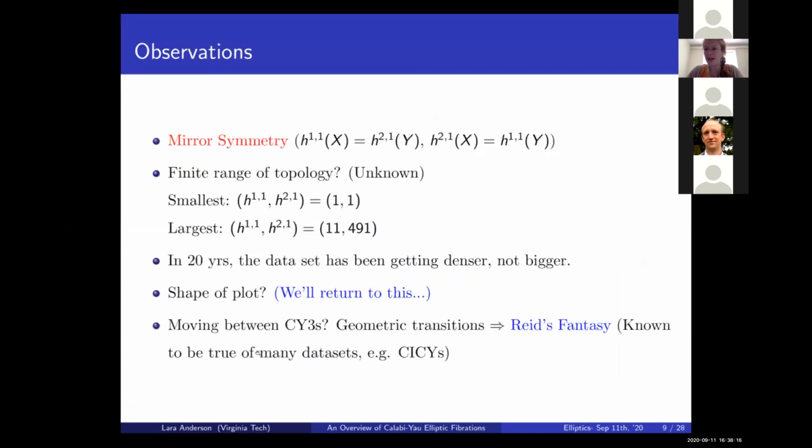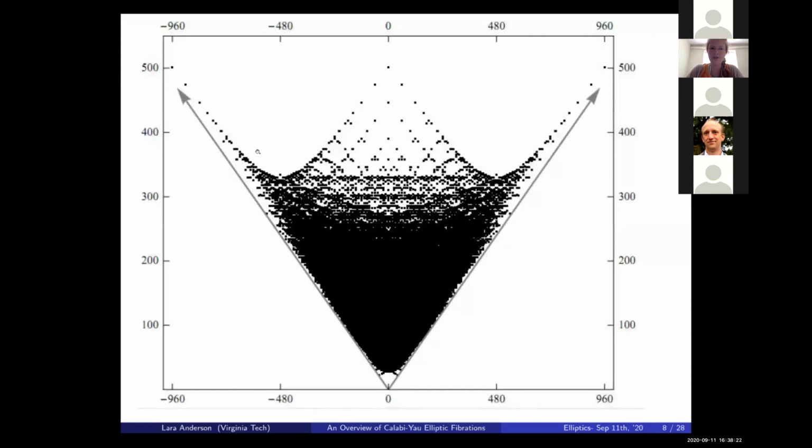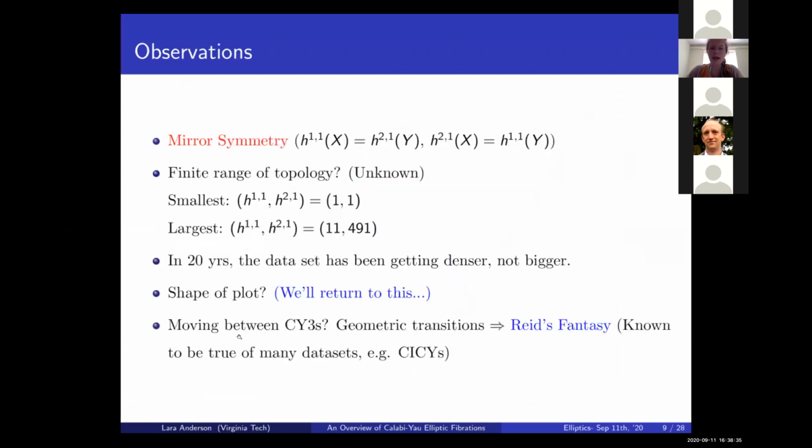The shape of the plot has a lot of structure, and we're going to return to why that is later in the talk. Specifically, if you go back here, there are these interesting parabolic structures that get mirrored as you go further down. There's a lot of structure as to which topologies are actually appearing for threefolds, and you could ask why that is happening.